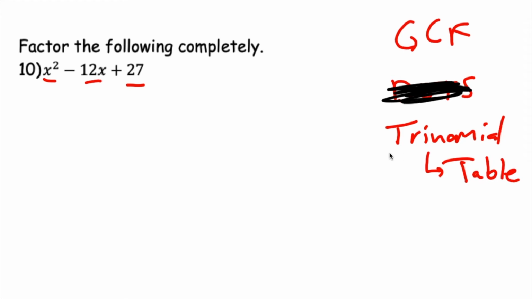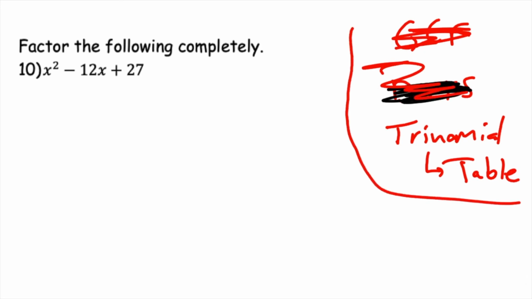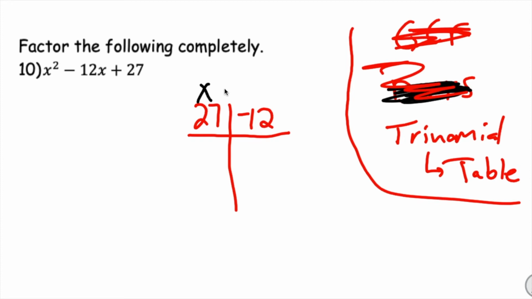Okay, so we will set up a table for this one. There is no GCF. There's no number or variable we can take out, so GCF is gone. Difference of two squares is gone. So the trinomial means I need to set up a table, which means I'm looking for two numbers that will multiply to give me 27 and add to give me negative 12. Okay, so multiply to get 27, add to get negative 12.